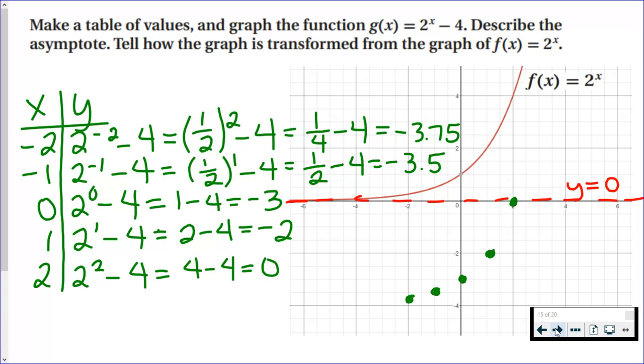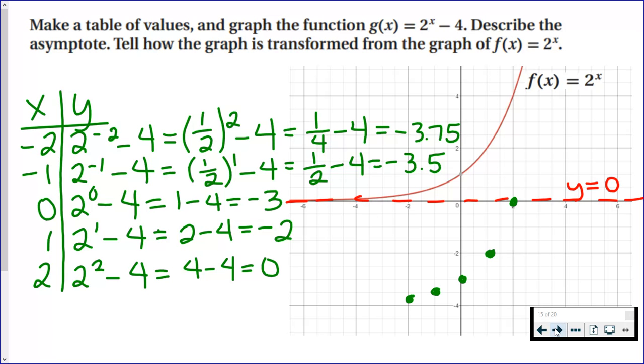So I have this dashed line on the x-axis. That would be the line y equals 0. It's going through the y value of 0. That's the boundary for this function. It's never going to cross that line, so we call it the asymptote of f of x equals 2 to the x. Now, back to my transformed function.